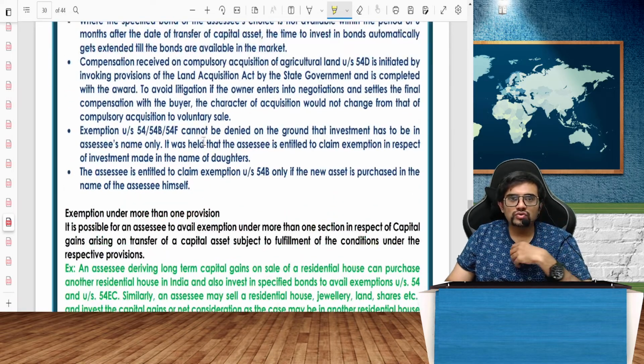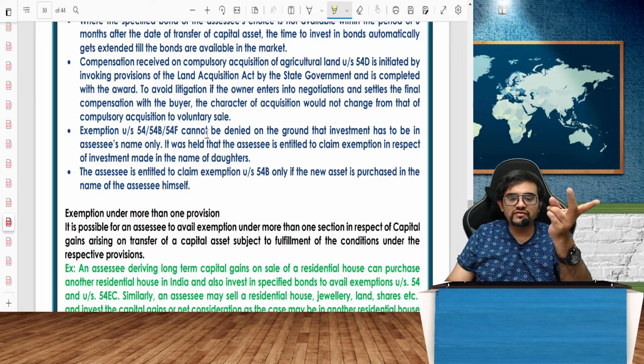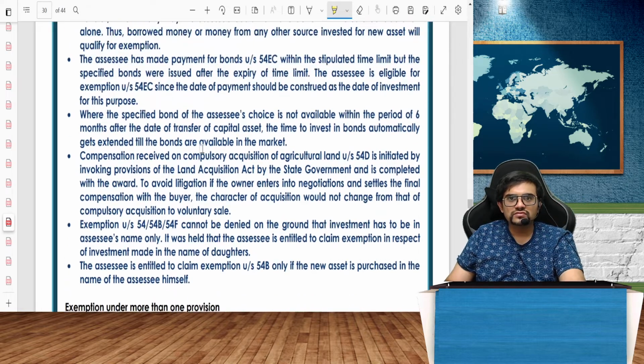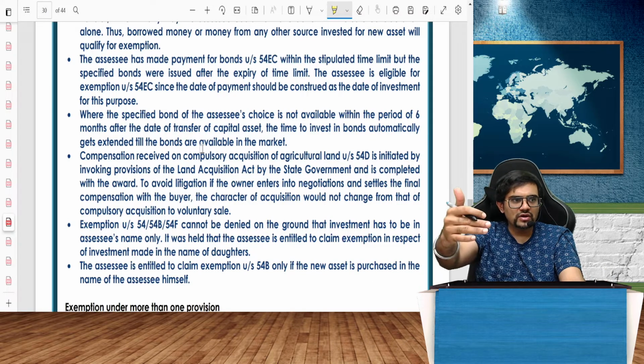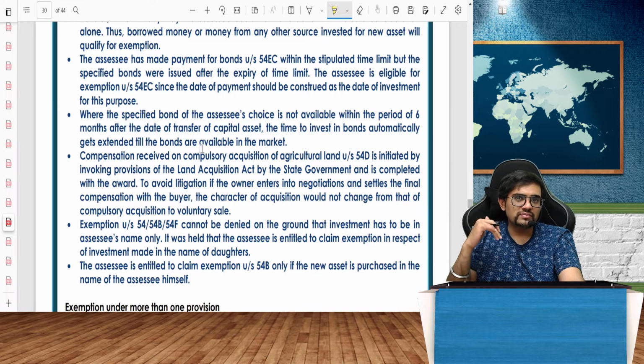Can I do 54 and also 54EC? Can I invest in 54 also and 54EC also? What do you think? My capital gain is 60 lakhs: 10 lakhs in one house, 50 lakhs in 54EC bonds. Answer.